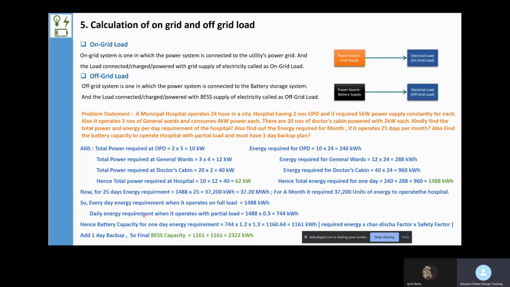But in lithium ion, you can draw out up to 20%, or in some cases, it would also work for 15%.